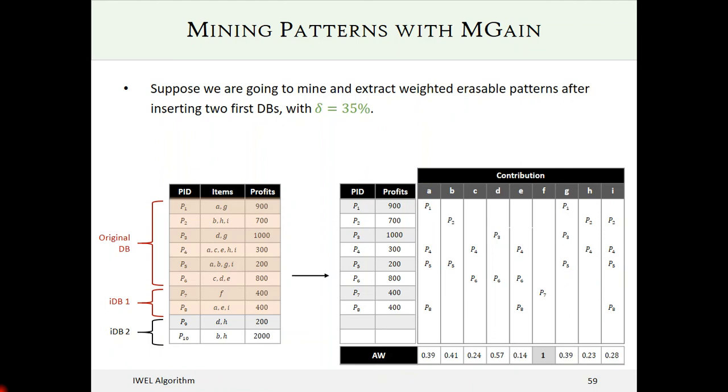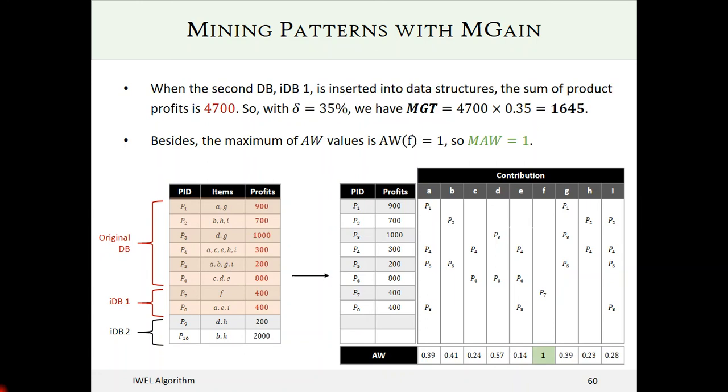Unlike our previous example, suppose this time we are going to mine and extract weighted erasable patterns after inserting the first two databases, and the threshold parameter delta is set to be 35%. When the second database, meaning IDB1, is inserted into the data structure and the three lists are updated, the sum of all product profits is 4,700. So with delta equal to 35%, we have the maximum threshold equal to 1645. Besides, the maximum of AW values is the AW value of F here, which is 1. As a result, the MAW value will be 1 as well.